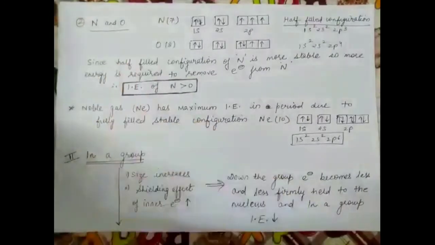Ionization enthalpy is more. So this is the first exception, that ionization enthalpy of beryllium is greater than boron, because of the penetration effect. The second exception is between nitrogen and oxygen. Again we'll write the electronic configuration.